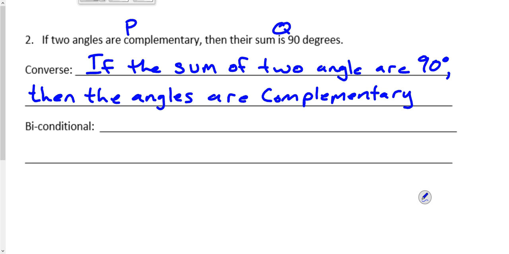Is that true? Yeah, that's true. So both statements are true. If two angles are complementary, then their sum is 90 degrees. That's true. Or the converse of that, switching the hypothesis and conclusion: if the sum of two angles is 90 degrees, then the angles are complementary. So we can write a biconditional statement. We'd write it saying two angles are complementary if and only if their sum is 90 degrees.